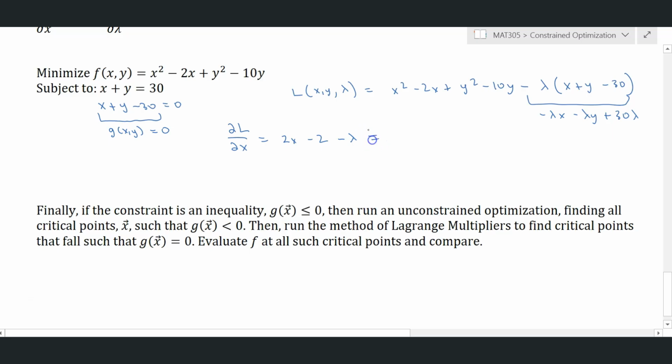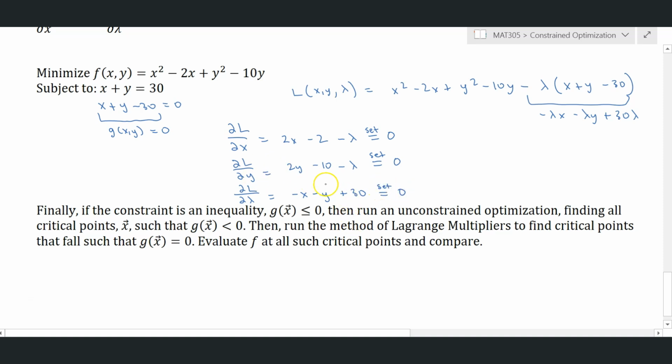And we are going to set this equal to 0. Then we have the partial with respect to y, which will be 2y minus 10. Again, minus lambda, set equal to 0. The partial of L with respect to lambda: all of this other stuff will be 0. With respect to lambda, we'll just get minus x minus y, and then plus 30. Again, set this equal to 0.